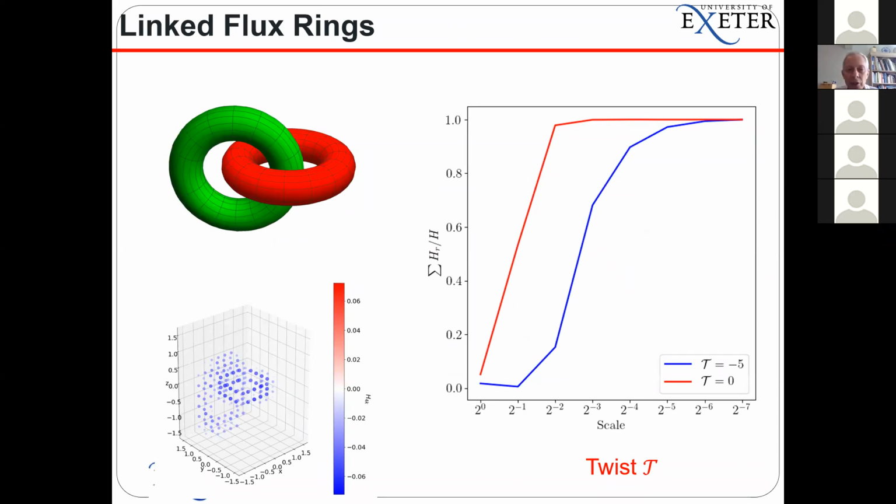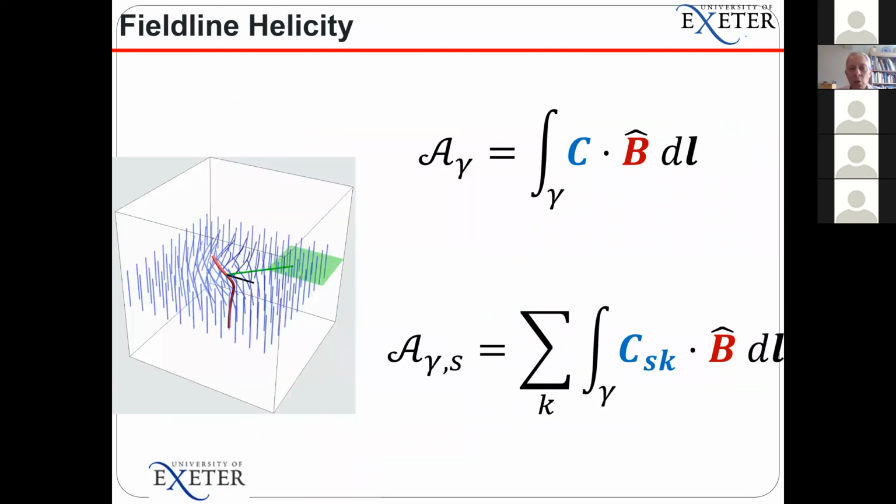So for something like linked flux rings, if they're unlinked, that's in red on the right, you get things on large length scales. If they're twisted, a higher proportion is at smaller scales. And you can also have little dots representing localization and color the dots darker depending on how much helicity is at that location. So that's the idea of using wavelet analysis.